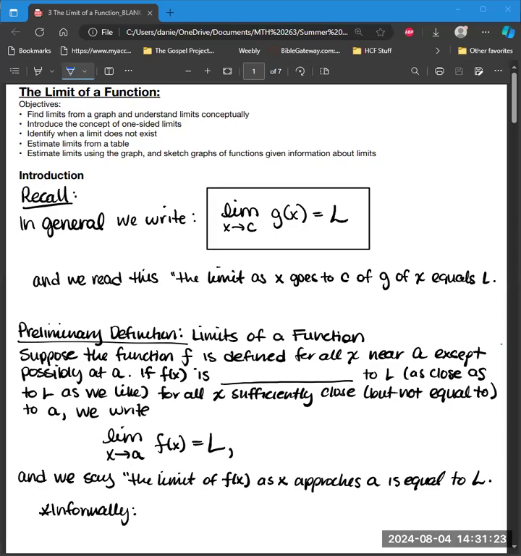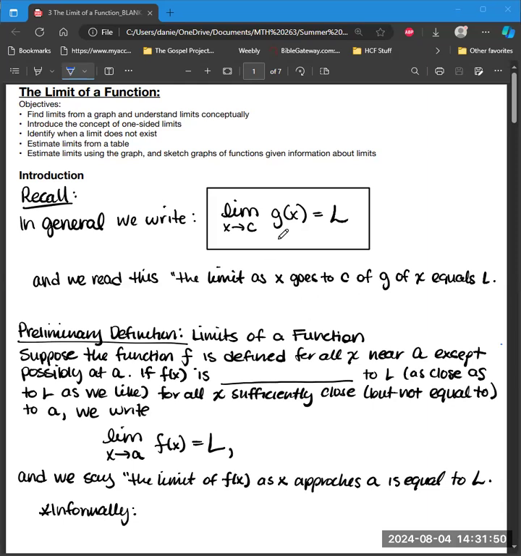In this video, we're going to talk about the limit of a function. Our objectives here are going to be to find limits from a graph and understand limits conceptually, to introduce the concept of one-sided limits, to identify when a limit does not exist, to estimate limits from a table, and to estimate limits using the graph and sketch graphs of functions given information about limits.